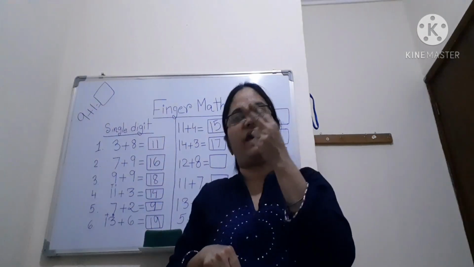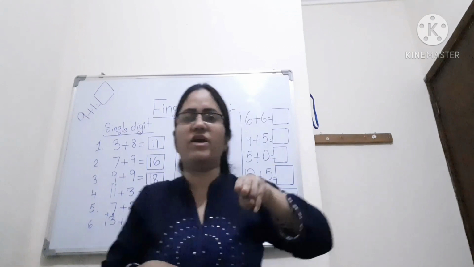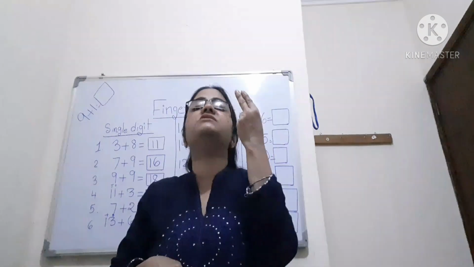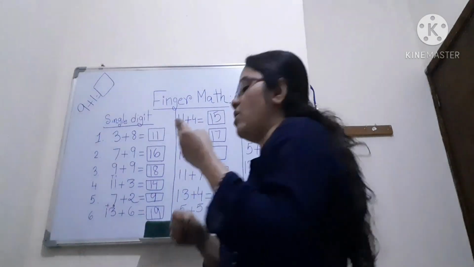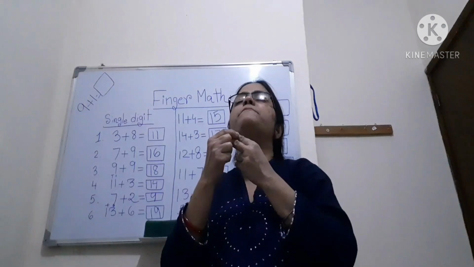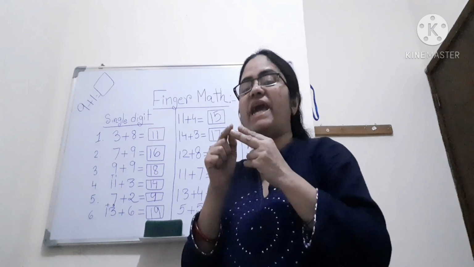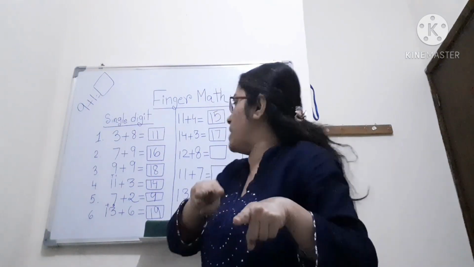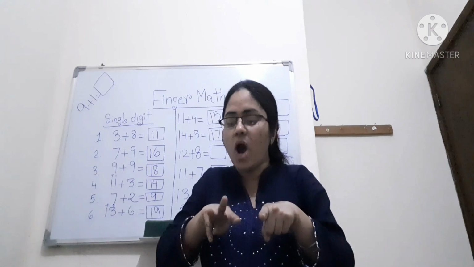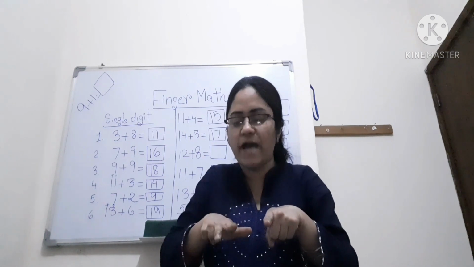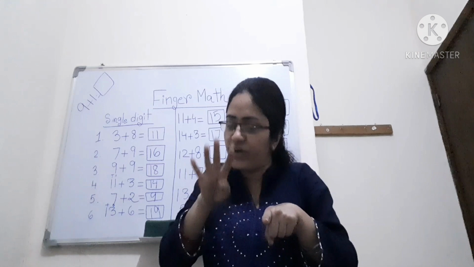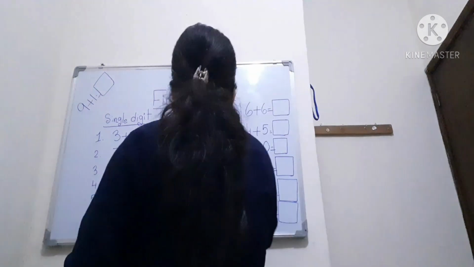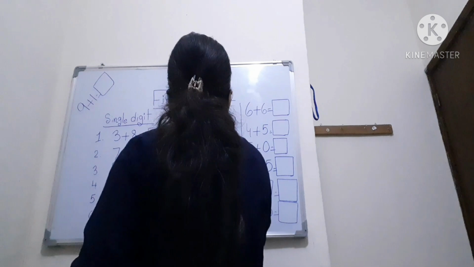So if I raise another finger of my left hand, what is it representing? This is 20, because each finger represents 10. So 10, 20. Again, I am telling you, this is 10, 12. Again plus 8. 1, 2, 3, 4, 5, 6, 7, no more fingers, 8. So 12 plus 8 is equal to 20.